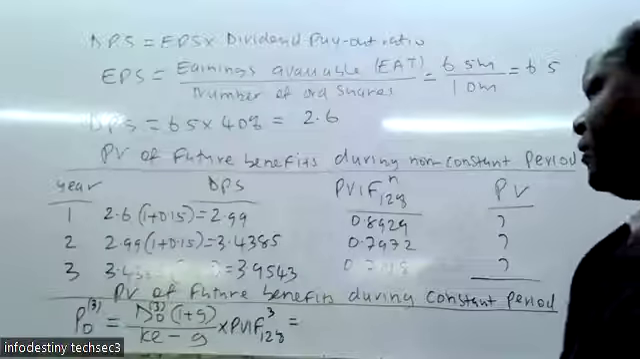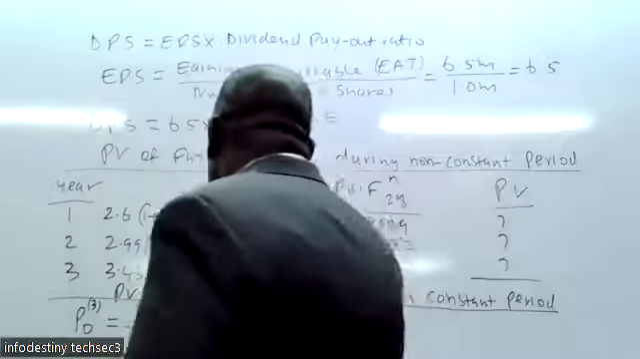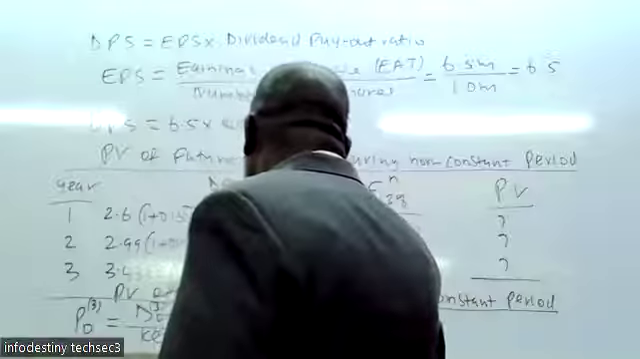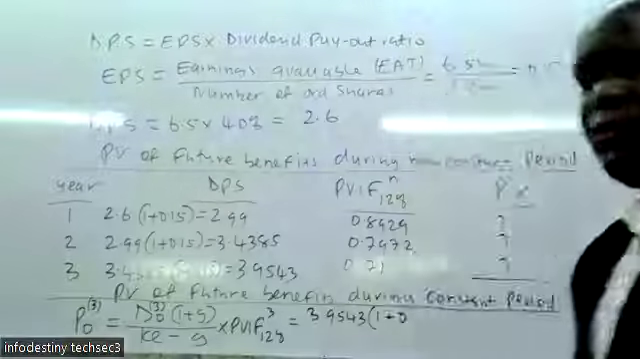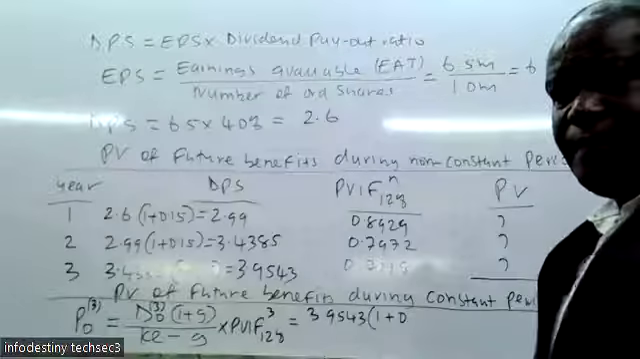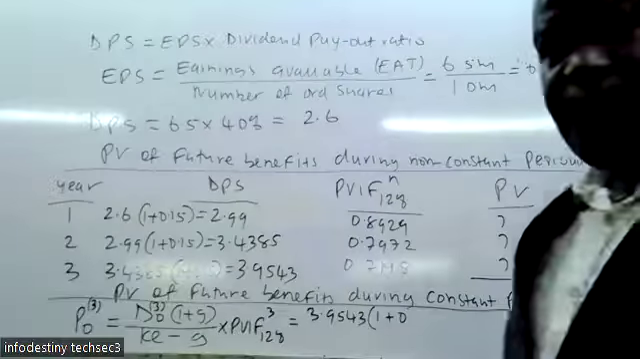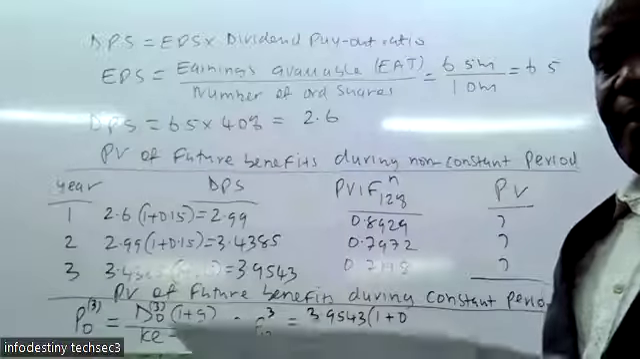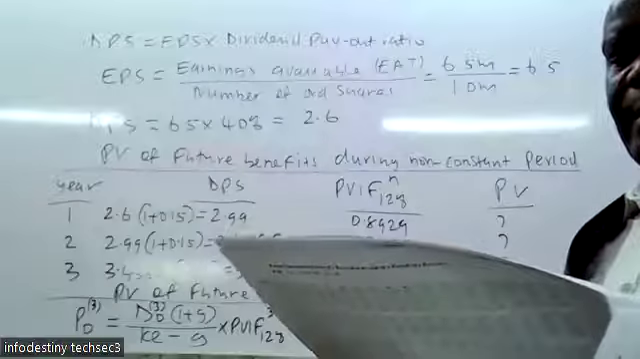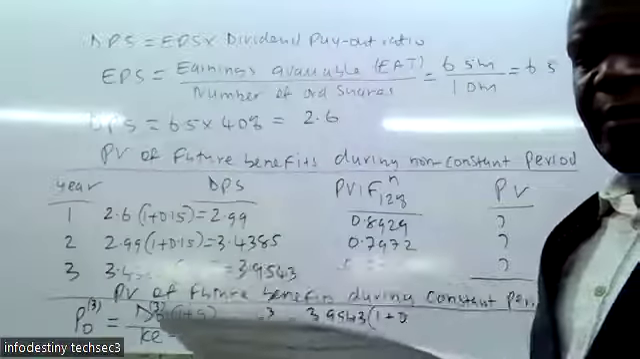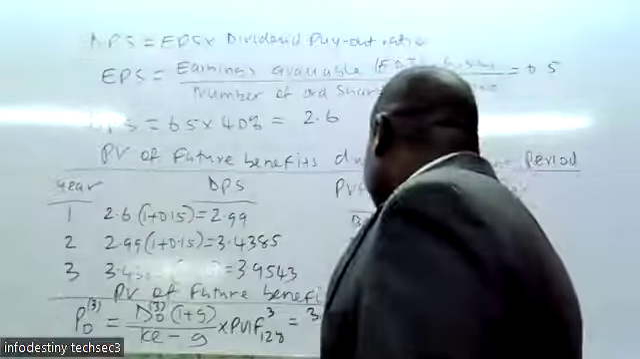So our D0 is the dividend in year 3, which is 3.9543. Then 1 plus g. So thereafter it was growing at what percent? We say that thereafter the growth rate is 8% per annum. So it is 8%, which is the same as 0.08.